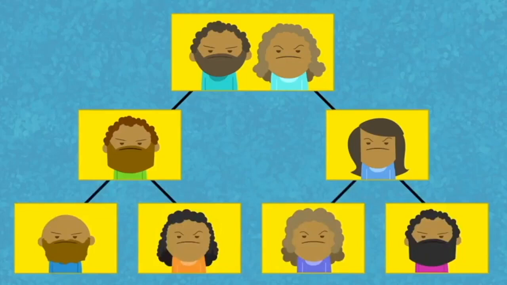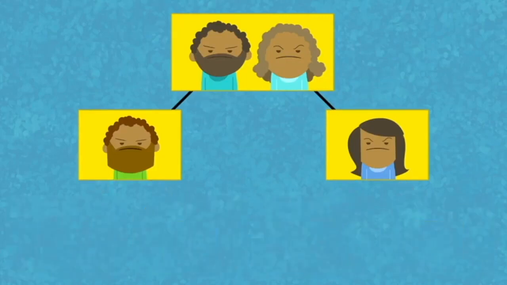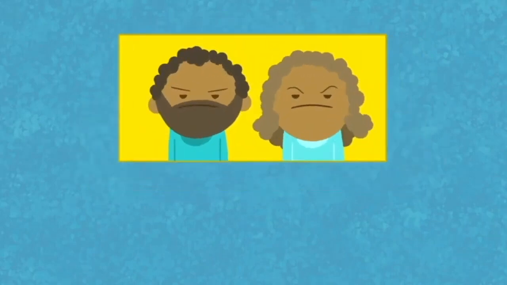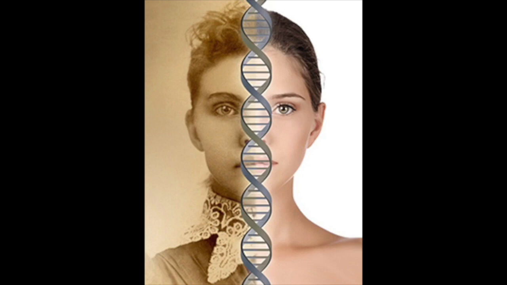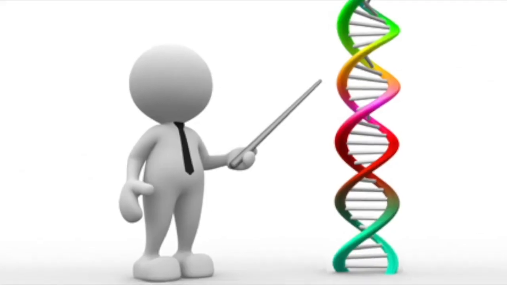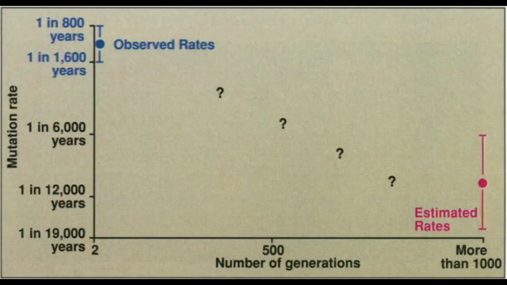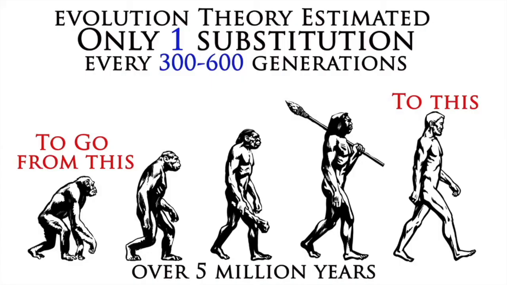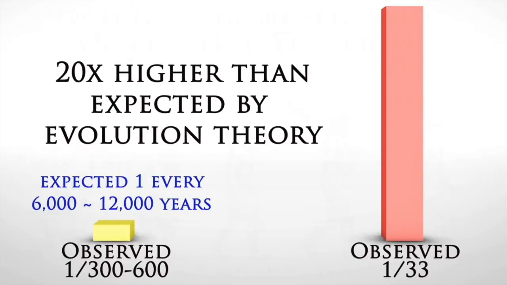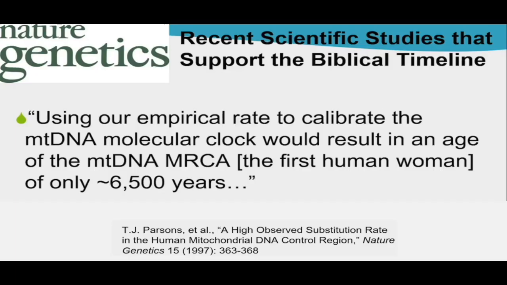We can take grandmothers and granddaughters, or we can even take two ladies who we know share a common great-great-great-grandmother in the distant past. We can look at their DNA sequences, their mitochondrial DNA sequences. And by comparing them, we can determine a mutation rate. This is through straightforward and empirical means. The answer we have is very much inconsistent with deep time evolution and universal common ancestry. The rate is far too fast, as has been indicated. The number of DNA differences and also the mutation rate itself fits perfectly with the biblical model of ancestry.